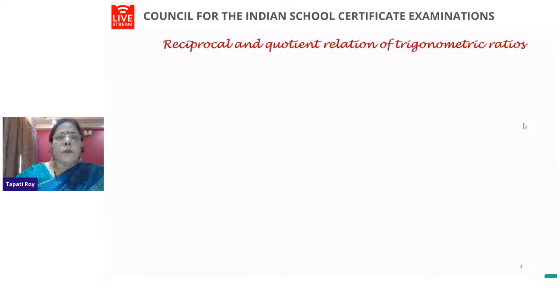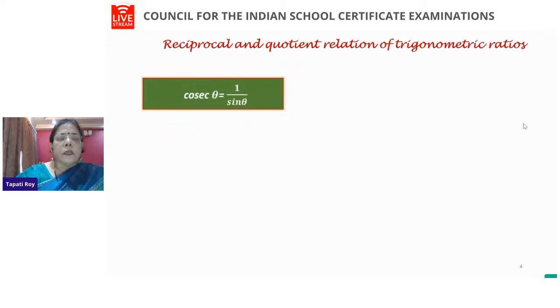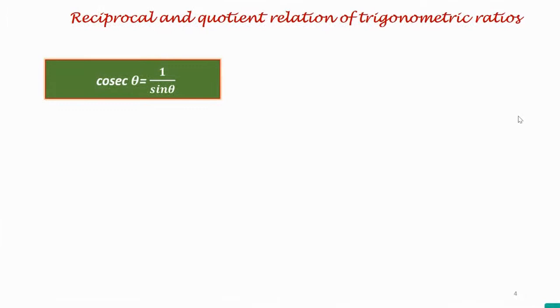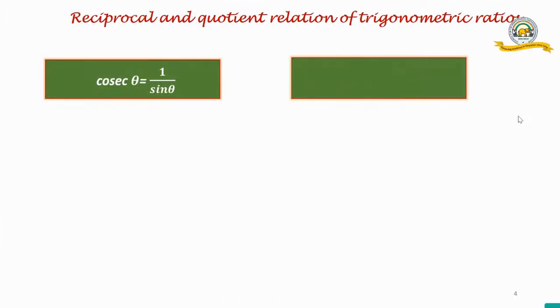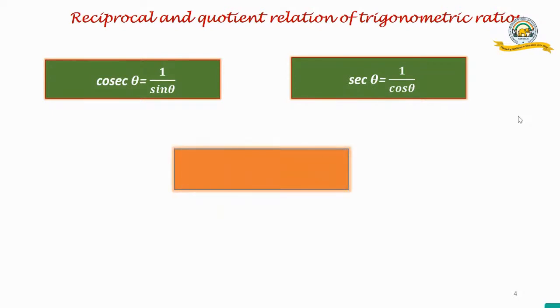Now we come to some reciprocal and quotient relations of trigonometric ratios. Again we are brushing up with these. Cosec theta is the reciprocal of sine, so we say cosec theta equals 1 upon sine theta. Sec theta equals 1 by cos theta, that is, sec is the reciprocal of cos. Cot theta is the reciprocal of tan, so we say 1 upon tan theta.